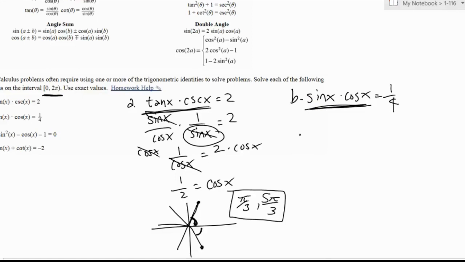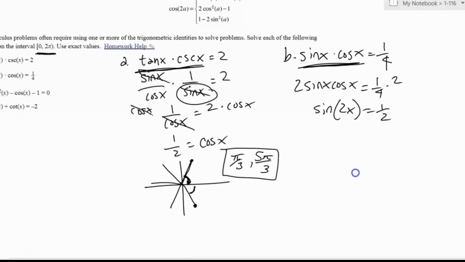So I'm going to multiply both sides by 2 so that it is 2 sine cosine. And then that gives me the double angle identity sine of 2x. So this would be sine of 2x is equal to 1/4 times 2, which is 1/2. So now I'm going to think about this as sine of something is equal to 1/2, because I do know places on the unit circle where the sine values are equal to 1/2.